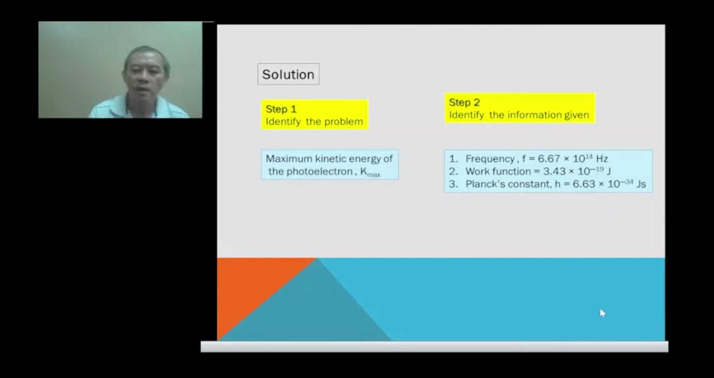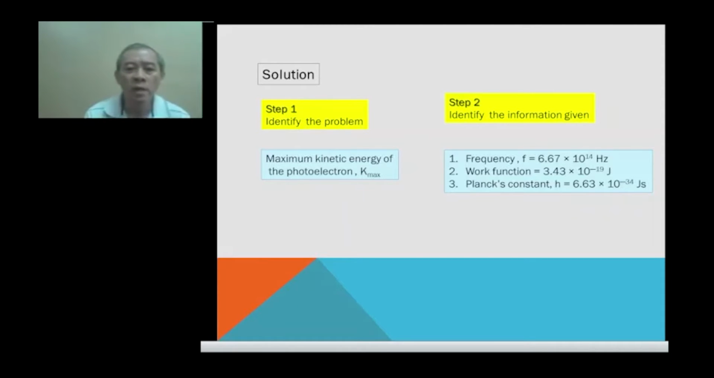Okay, let's follow the steps. So step one, identify the problem. So what type of quantity do we need to find out? So in the question, we need to calculate the maximum kinetic energy of the photoelectron, Kmax.